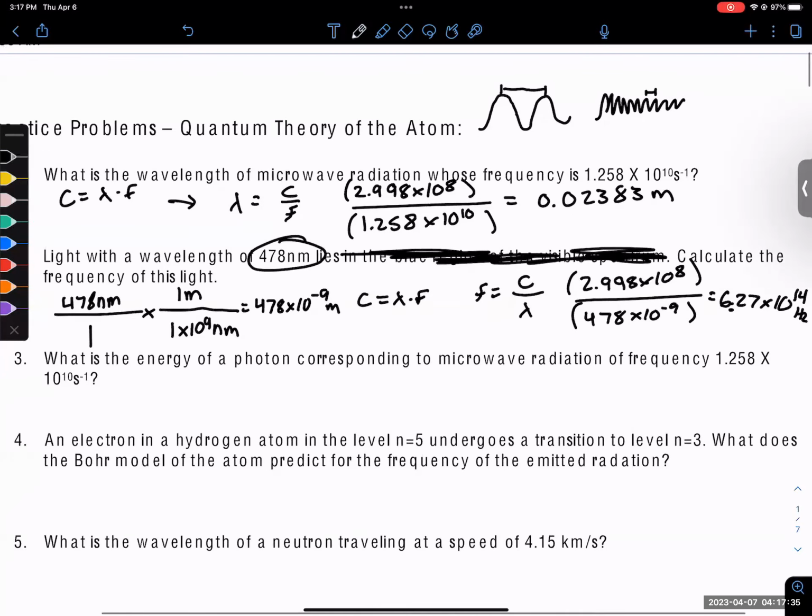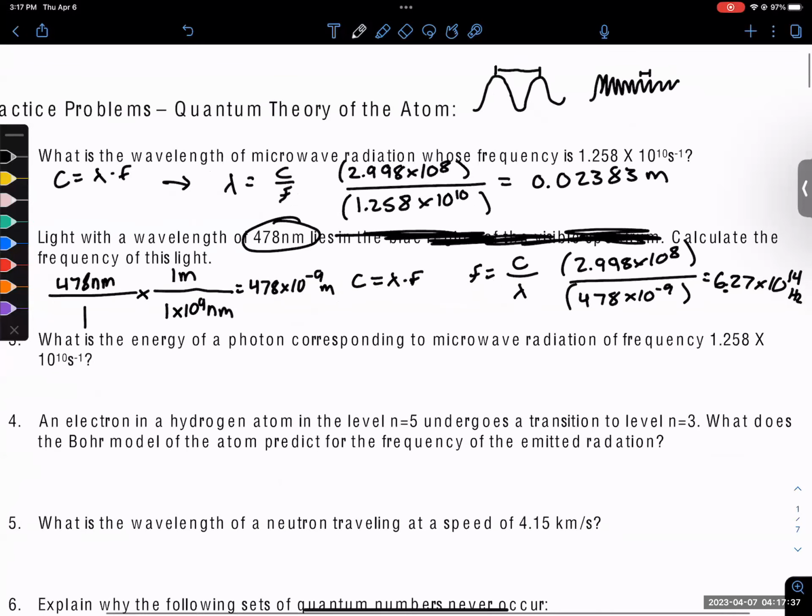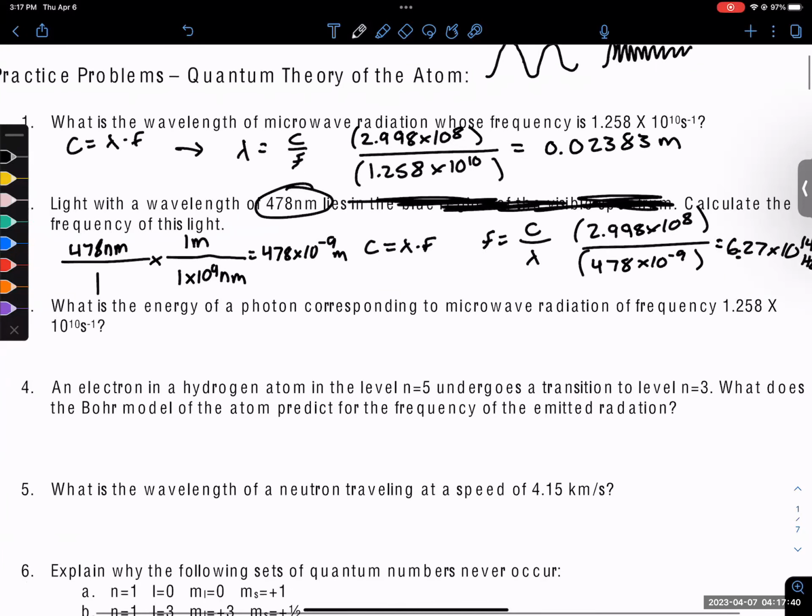This is all stuff we've done already. So if there's no questions, let's go on to the next one. What is the energy of a photon corresponding to microwave radiation of frequency 1.258 times 10 to the 10 hertz? So the equation we should be using is what? What would y'all use if this popped up on your exam? Anybody? What about my people on Zoom? E equals h times f, exactly.